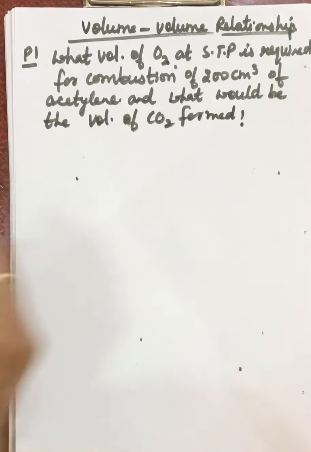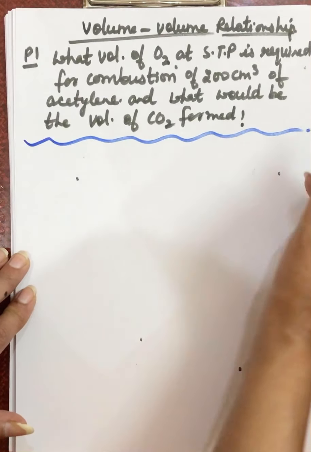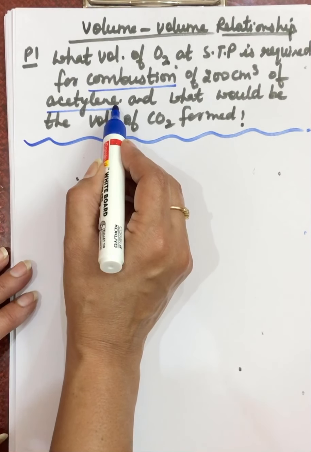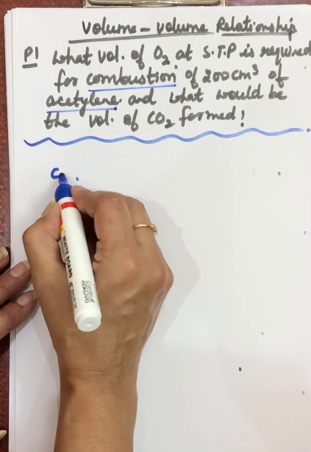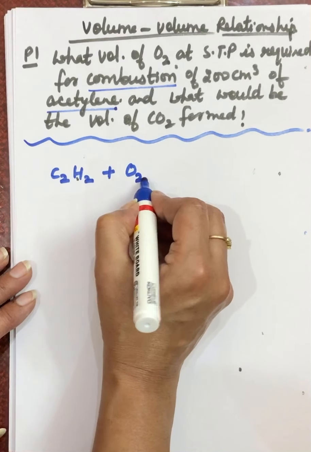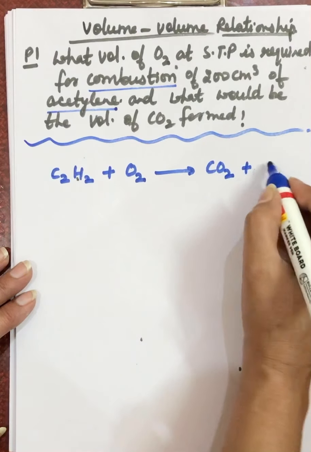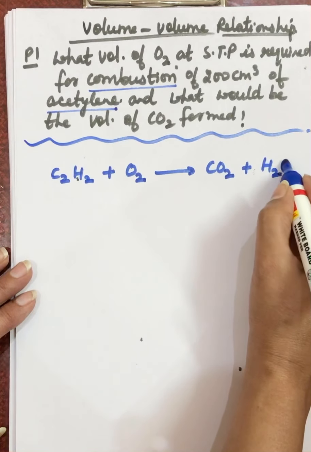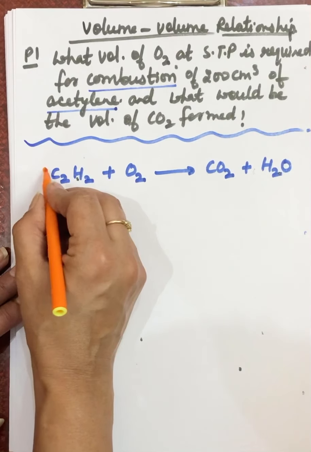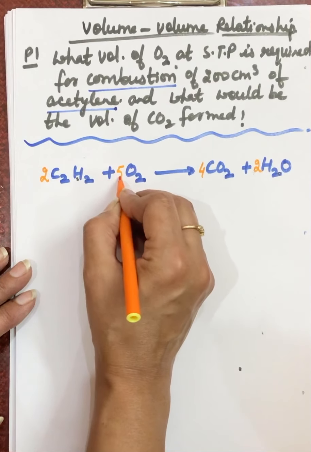So again, read the statement carefully and see the reaction taking place. We are burning acetylene. Acetylene is ethyne gas, that is C2H2. So burning of this means reaction with oxygen. Burning of hydrocarbon gives carbon dioxide and water. This is the reaction. Balance this equation. This is 2, 4, 2 and this is 5.